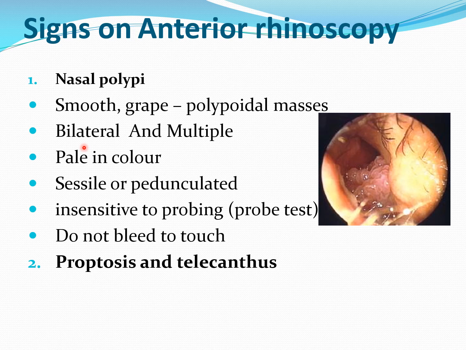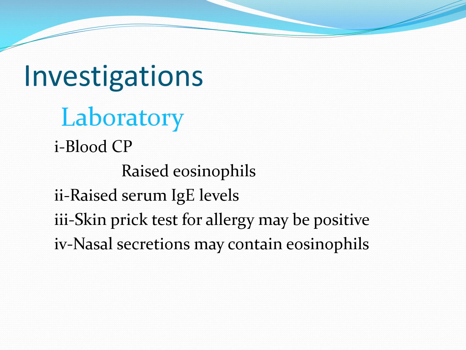Sometimes if it extends to the orbit, there will be proptosis, and broadening of nose will lead to increased interpupillary distance, that is telecanthus. So on anterior rhinoscopy, you can pick up all these findings.